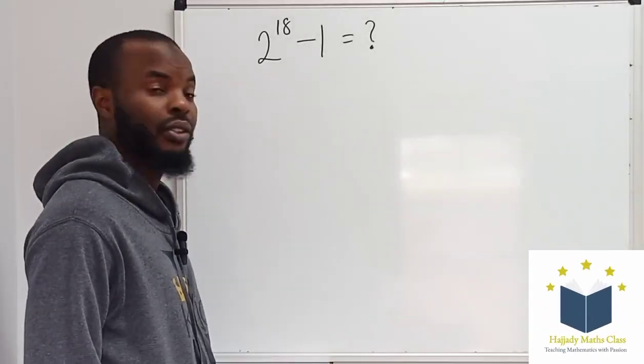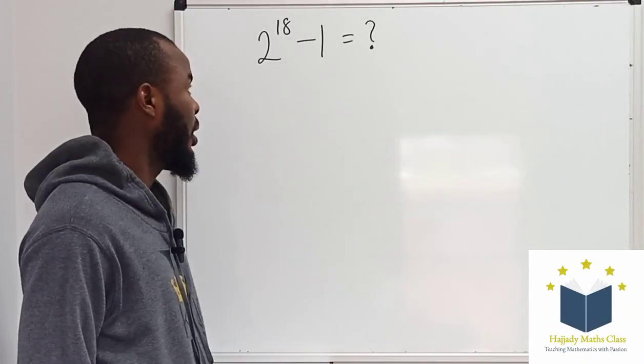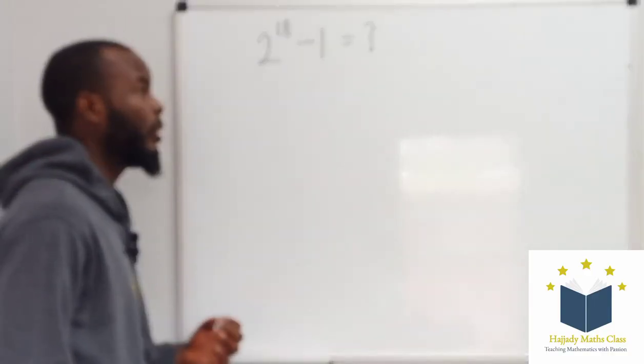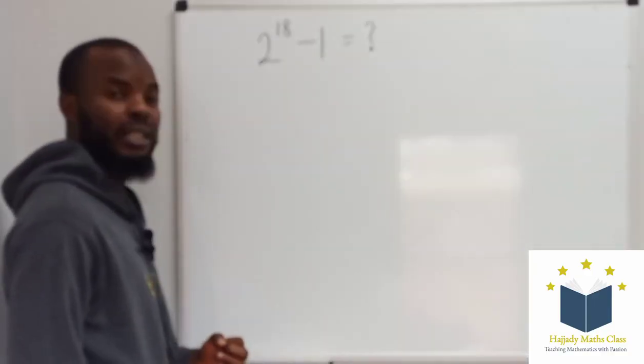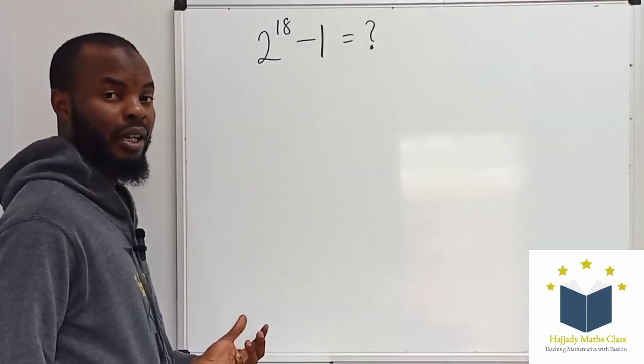Today we want to solve this interesting Olympiad question. Now we want to solve this question without using a calculator. Here we have 2 to the power of 18 minus 1. Then how do we go about this?